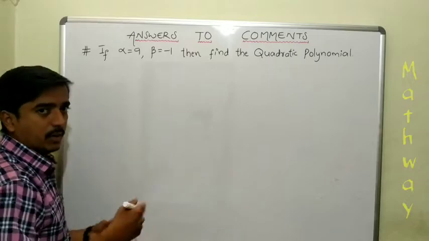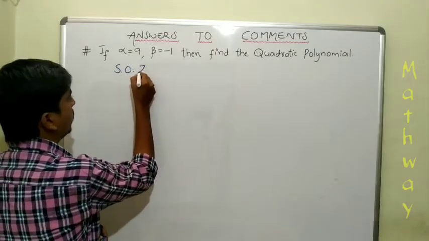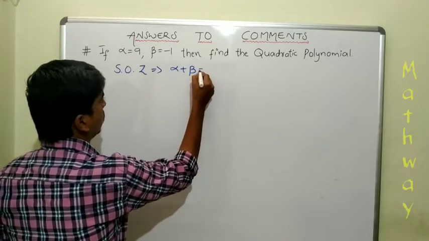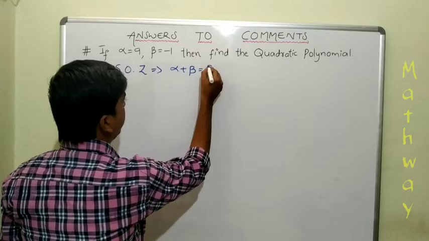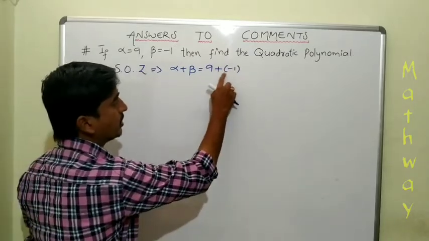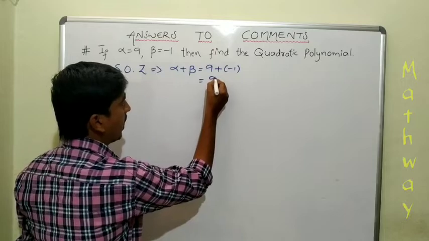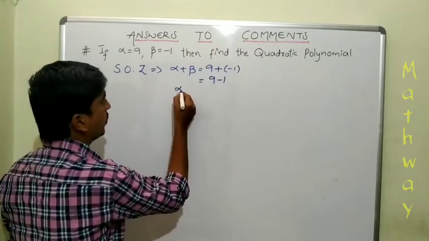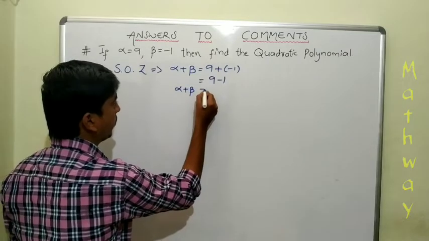So first take the sum of the zeros. Sum of the zeros, that is alpha plus beta. Here alpha is 9, so 9 plus -1. Plus into minus is minus, so it is 9 minus 1. 9 minus 1 is 8. So the sum of the zeros we got is 8.